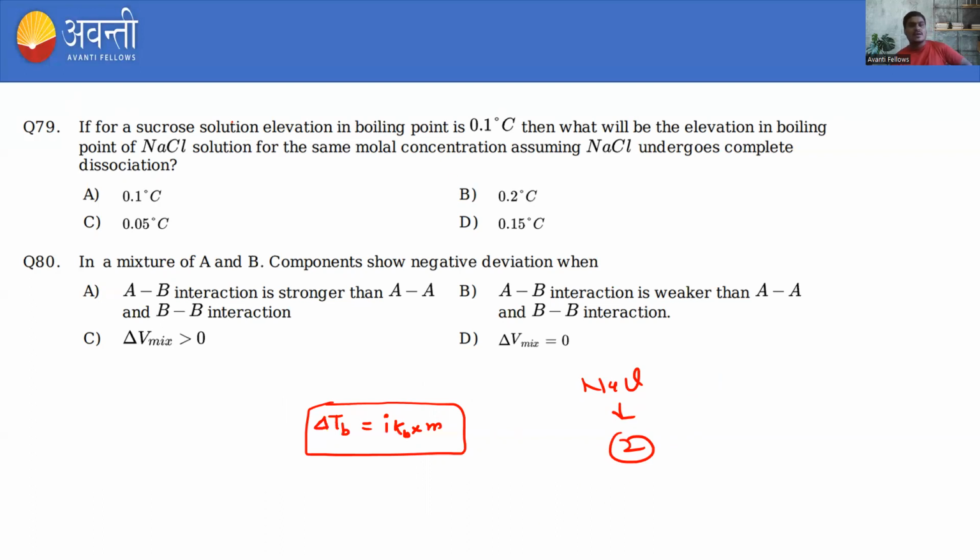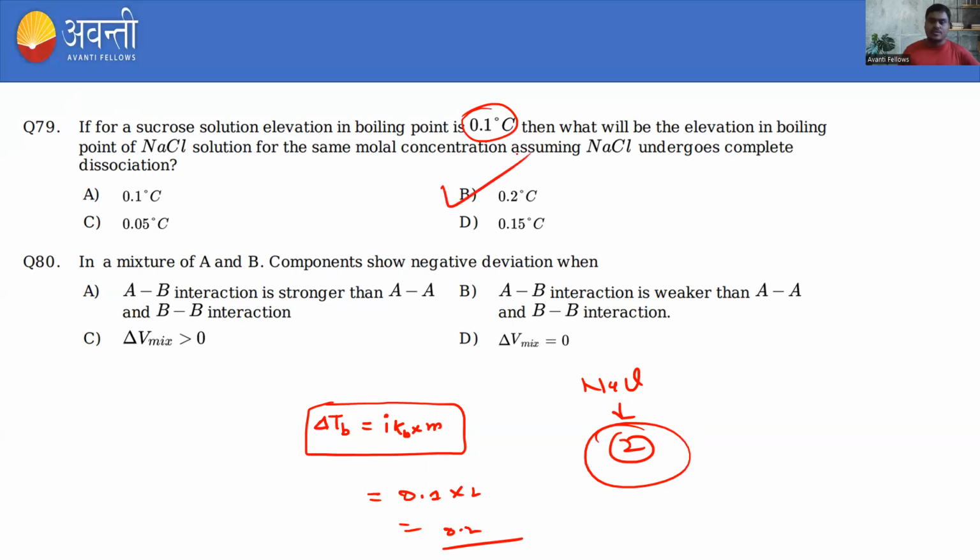So for sucrose the elevation in boiling point is 0.1, then for NaCl it will become 0.1 into 2, that is 0.2, because we have 2 moles of particles, Na and Cl. So B is correct, because NaCl breaks into 2, so the value of i is 2, whereas there i was 1, therefore it became twice of what it was. So this question is done.